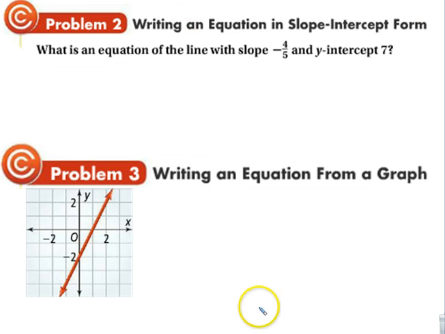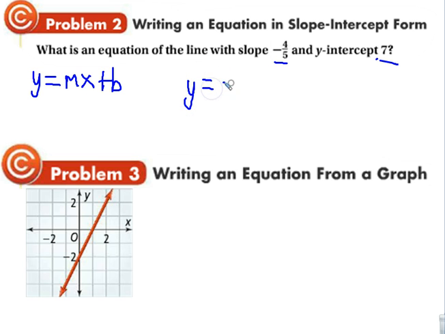Okay, so we're moving on. What is an equation of a line with slope -4/5 and y-intercept of 7? So remember, our formula says y equals mx plus b. This time m is this, b is this, so we just plug them in. Okay, remember, if the y-intercept is positive, we put a +7. If the y-intercept is negative, we put a -7. Pretty straightforward.